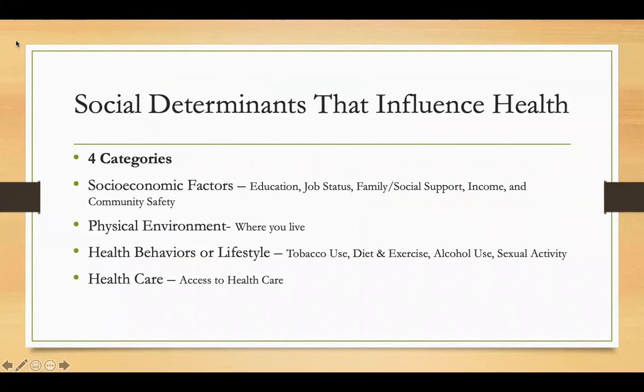So with social determinants of health, there are four categories that influence our health and well-being. These categories are socioeconomic factors, physical environment, health behavior or lifestyle, and also healthcare. So going back up to the top, socioeconomic factors is education, job status, family, social support, income, and community safety. Physical environment, this is pretty straightforward. This is where you live. If you're living in places of poverty, or in places of extreme wealth, two different sides, this can obviously influence your health in a positive or negative way.